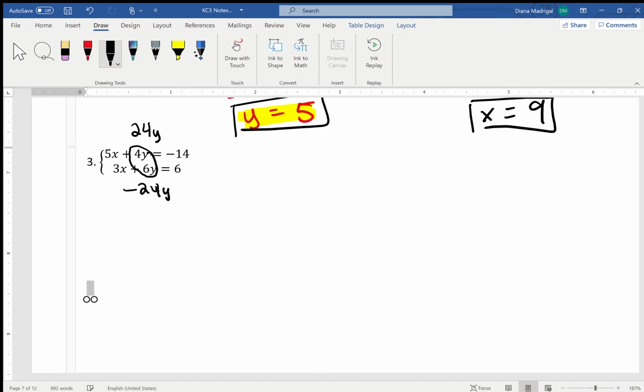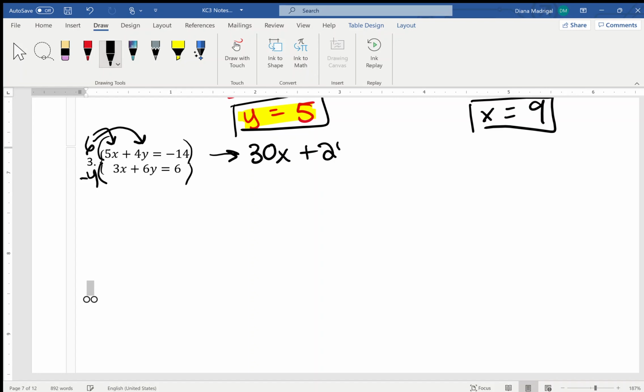To get a 24y on top, I will have to multiply by positive 6. To get a negative 24y on the bottom, I will have to multiply by negative 4. Okay, so here we go. I'm going to do it again. 6 times 5, and again, I'm putting that one right here. 6 times 5 gives me 30x. 6 times 4 gives me positive 24y. 6 times 14, negative 14, sorry. It's going to give me negative 84.